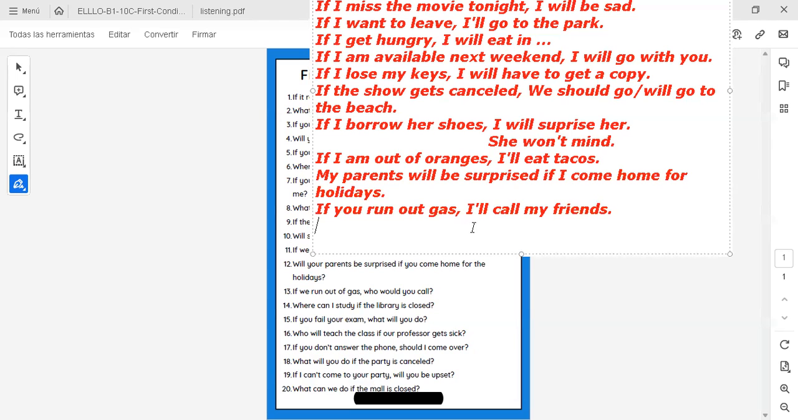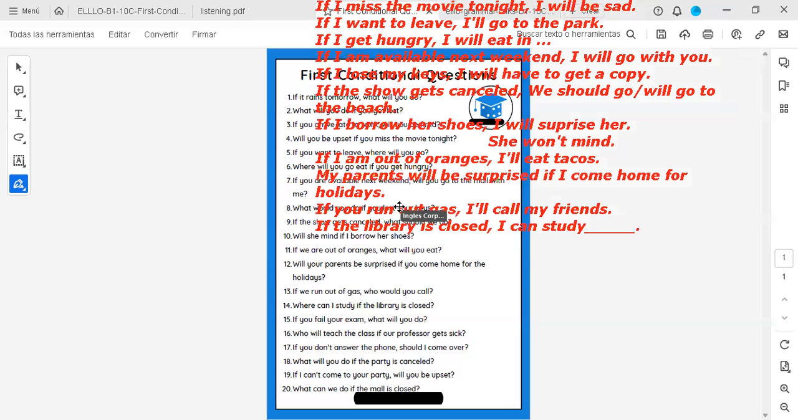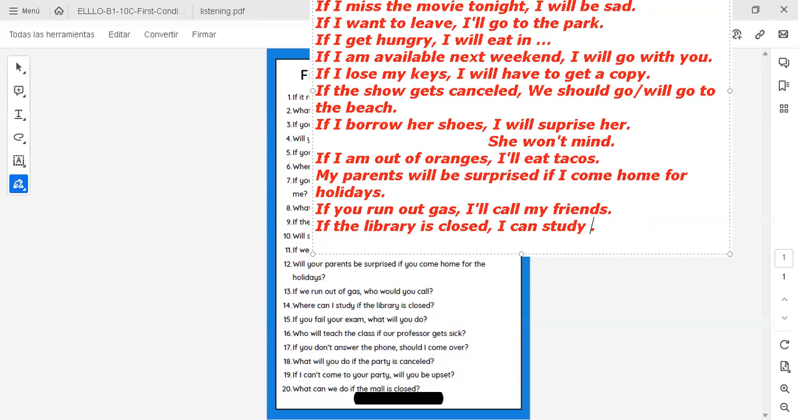Rene, help us with this one. Where can I study if the library is closed? So can you mention a place, guys? Where can I study if the library is closed? The question says where. It's question 14. At home? Uh-huh. If the library is closed, I can study at home.